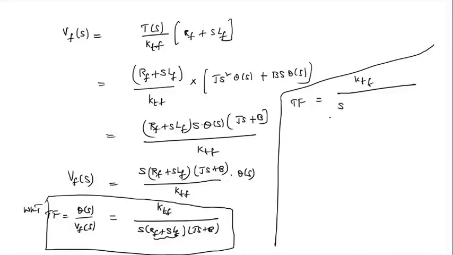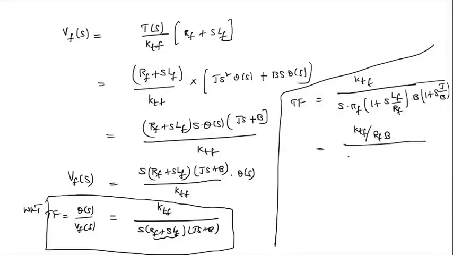So here S will be taken as it is. In order to make it 1 plus something, you can take RF common. If you take RF common, you will get 1 plus S into LF by RF. Similarly here also you can take B common, giving 1 plus S into J by B. Now this will be written as KTF by RF into B divided by S into 1 plus SLF by RF into 1 plus S into J by B.